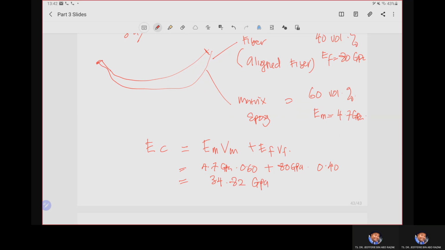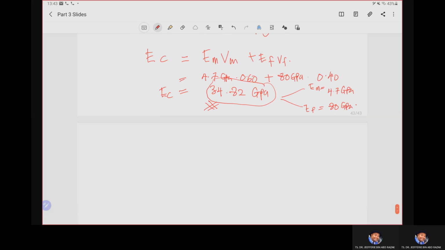As you can see here, the modulus of elasticity of the composite lies between the modulus of the matrix, about 4.7 gigapascal, and the modulus of elasticity for fibers, about 80 gigapascal. So the composite properties lie in the middle of the modulus of elasticity of fibers and their other counterpart, the matrix.